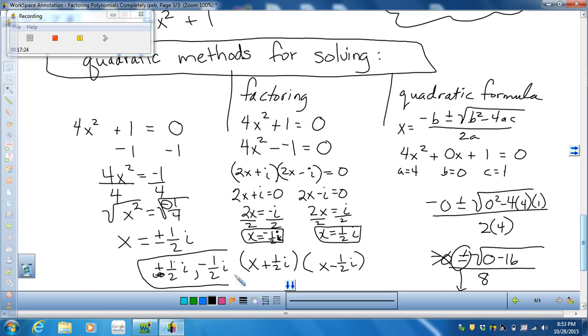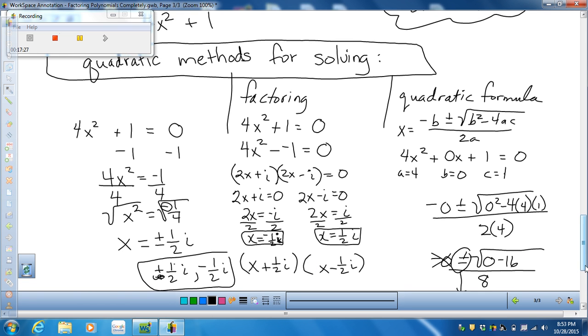Whichever way you choose, you get the same answers 3 different ways.